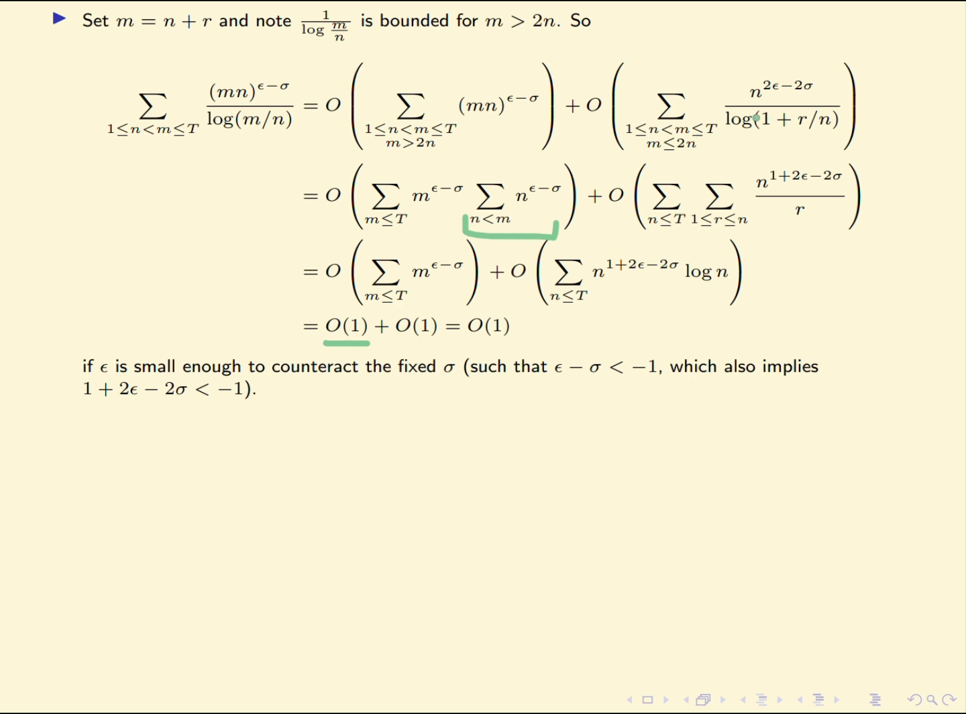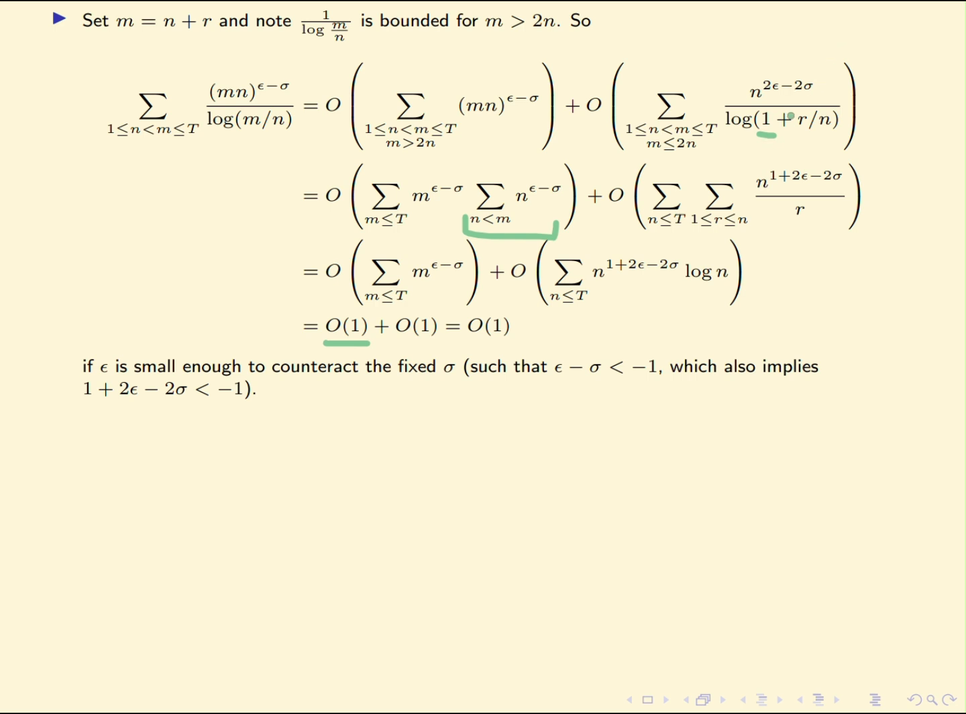Then when we look at the right sum, remember this is where m is less than or equal to 2n, so we can write m equals n plus r. And this log of m over n: if m is equal to n plus r, then it's n plus r over n, which is the same thing as 1 plus r over n, because n over n is equal to 1. And because m is less than or equal to 2n, I can write m as at most 2n. So this numerator is at most 2n times n to the epsilon minus sigma. So that's just O of n to the 2 epsilon minus 2 sigma.